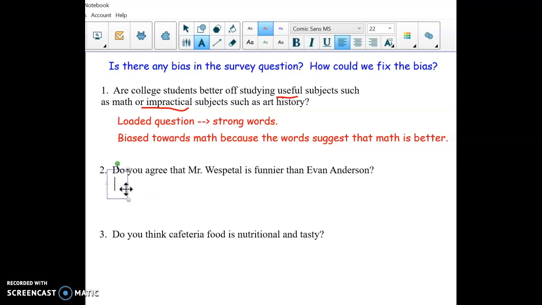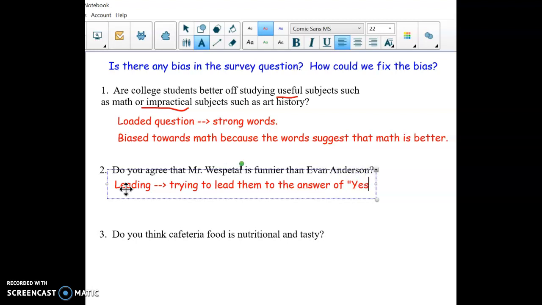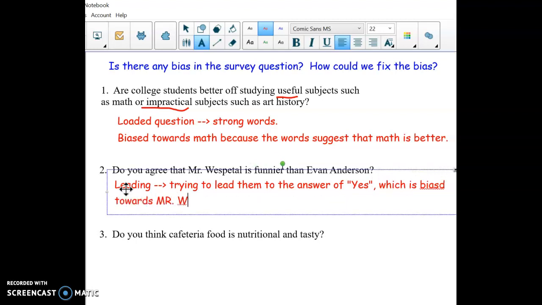Second one is an example of a leading question because it says, do you agree? So that is trying to lead them to the answer of yes, which is biased towards the answer of Mr. Westman. And I obviously shouldn't need bias at all because the answer is going to be I'm funnier anyhow.